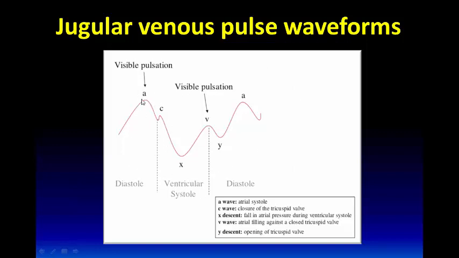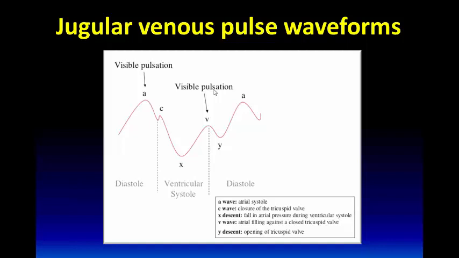The A wave is a visible pulsation. We can see it in the internal jugular vein in the neck during the cardiac cycle. The V wave is also a visible pulsation. We cannot feel these pulsations, by the way. If we try to feel them with our fingers, we will not feel them, because these are venous pulsations.